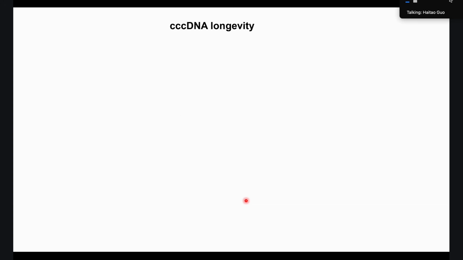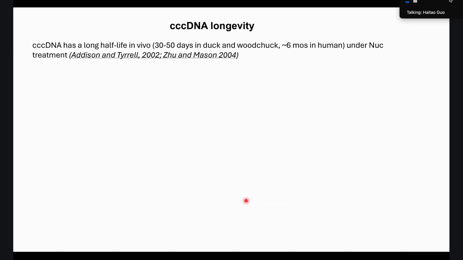And the major issue of targeting cccDNA is the longevity of the pre-existing cccDNA. They are very stable, and previous studies using animal models or other hepadnaviruses actually found that the cccDNA has a very long half-life in vivo. In duck and woodchuck, that could be about 2 months. And in humans, it's around 6 months, even under nuke treatment.